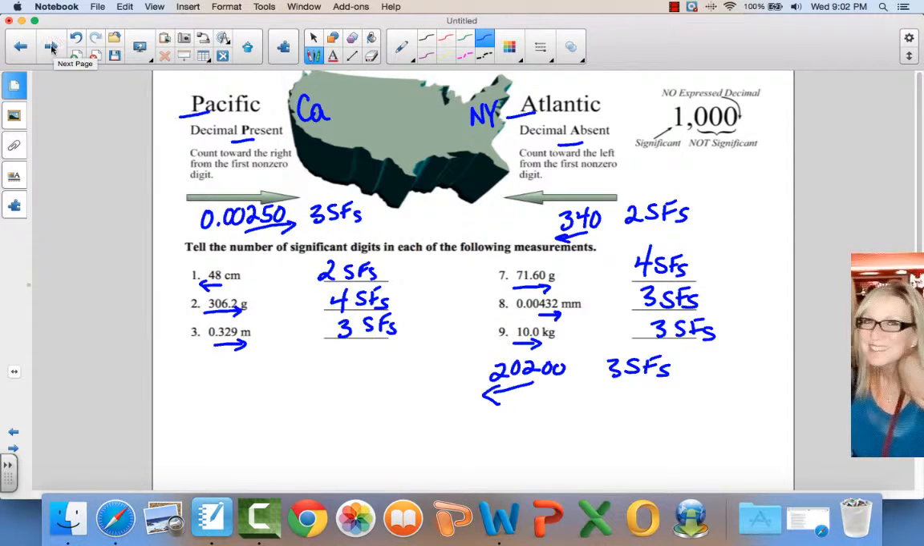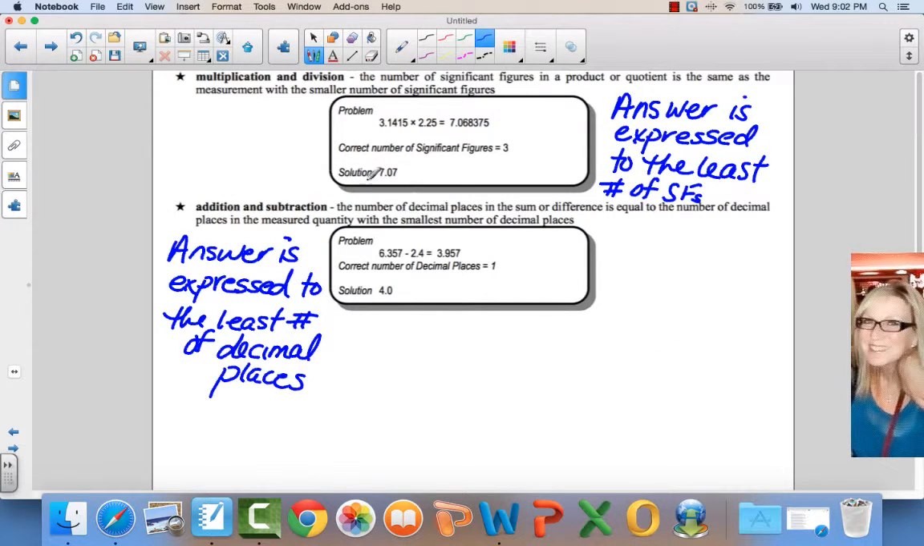Now let's talk about multiplication and division and addition and subtraction. So basically, when I multiply and divide, my answer is expressed to the least number of sig figs. So this value right here, 3.1415, has 5 sig figs. Decimal present, Pacific rule, I go to the left, find the first non-zero digit, count it, and everything after it. This one's got 3. My answer can only have 3 sig figs because that's the least number.